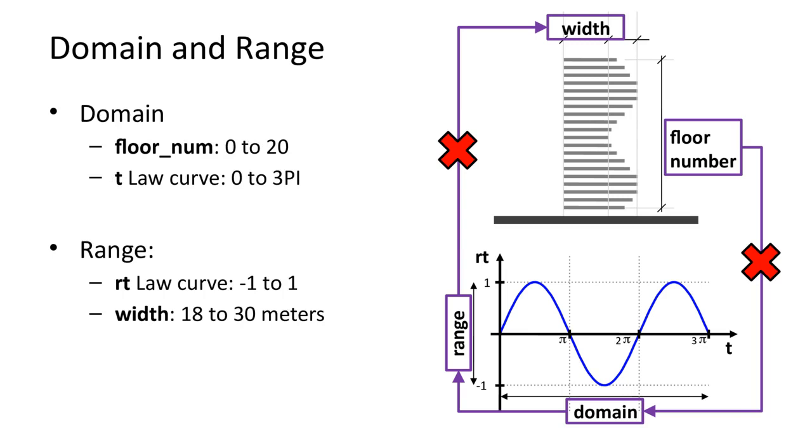The floor number has a domain that varies from 0 to 20. It needs to be mapped to the domain of the law curve, which in this case is 0 to 3 pi. The range of the law curve varies from -1 to 1. It needs to be mapped to the width range, which varies from 18 meters to 30 meters.